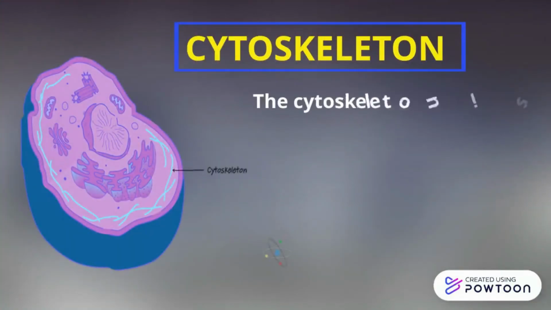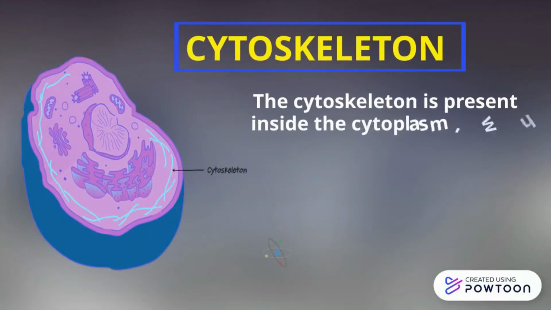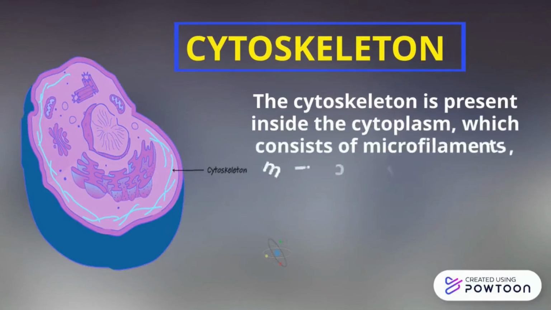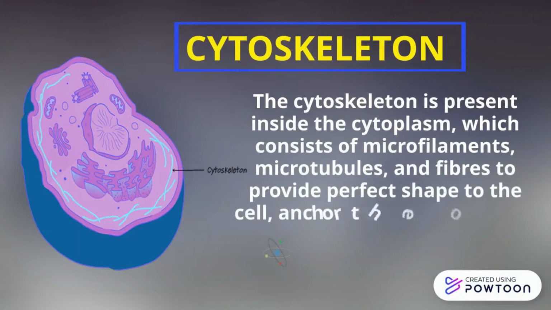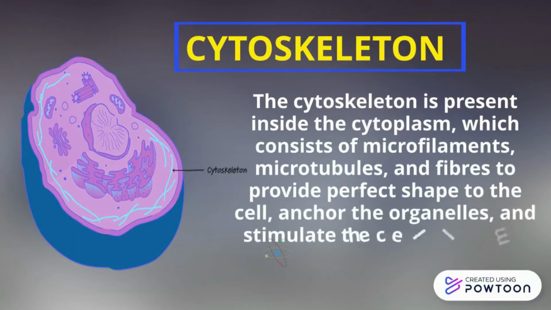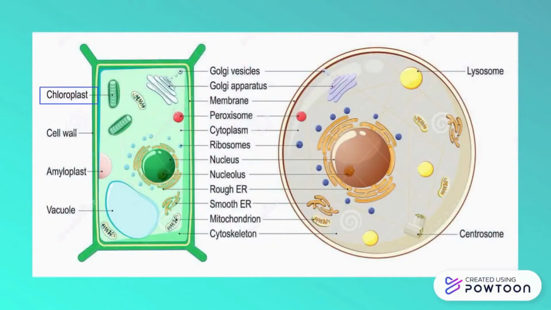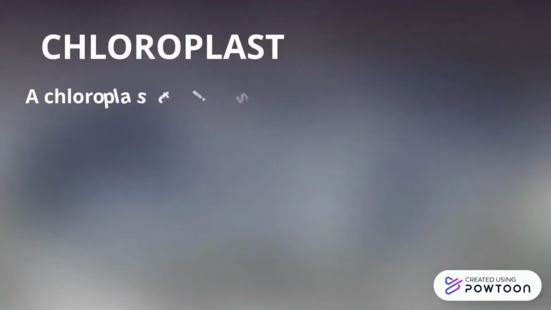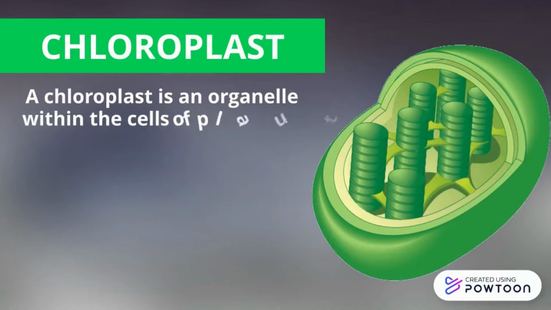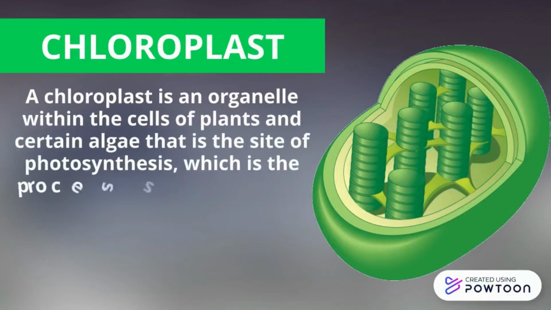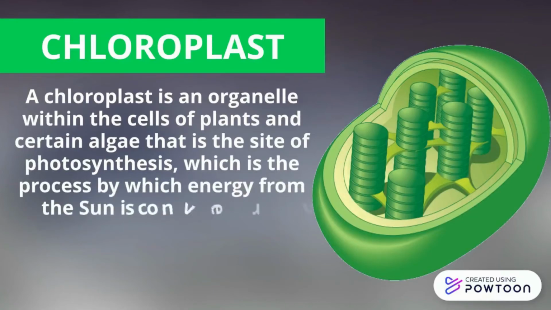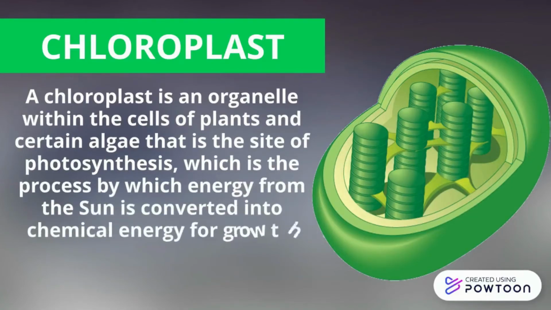The cytoskeleton is present inside the cytoplasm, which consists of microfilaments, microtubules, and fibers to provide perfect shape to the cell, anchor the organelles, and stimulate cell movement. A chloroplast is an organelle within the cells of plants and certain algae that is the site of photosynthesis, which is the process by which energy from the sun is converted into chemical energy for growth.